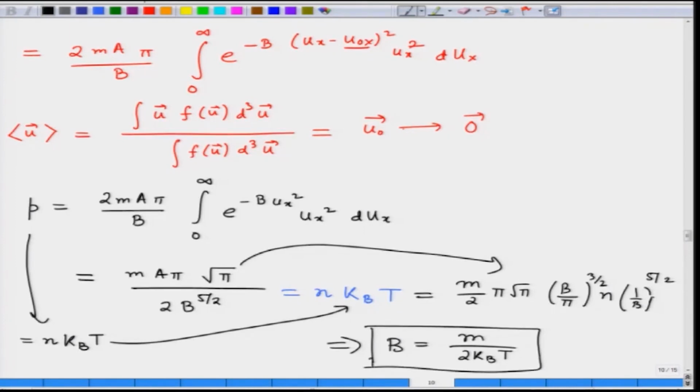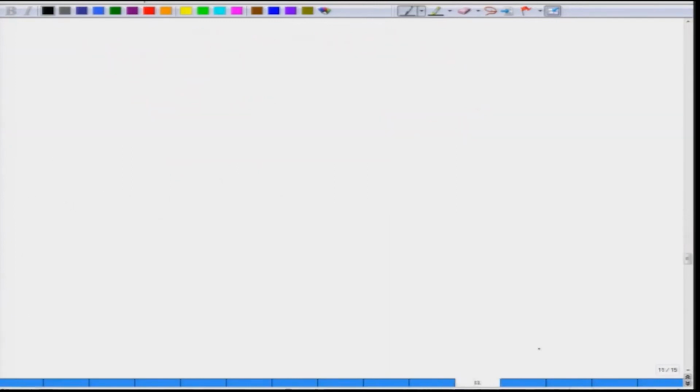If you have B equal to m by 2 kBT, then B is expressed in terms of the property of the system exclusively. Now, of course, here additionally we have introduced the temperature of the system. Now, A will simply then be n times m by 2 pi kBT to the 3 by 2.